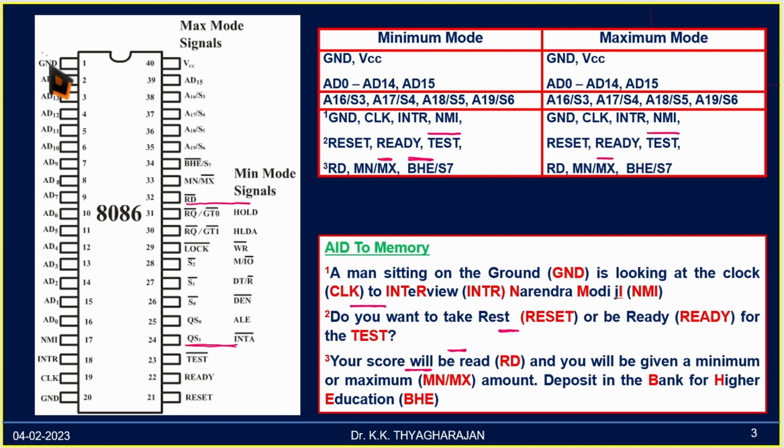The first pin is ground pin. It should be connected to 0 volt. And 40th pin is VCC. It should be connected to plus 5 volts.